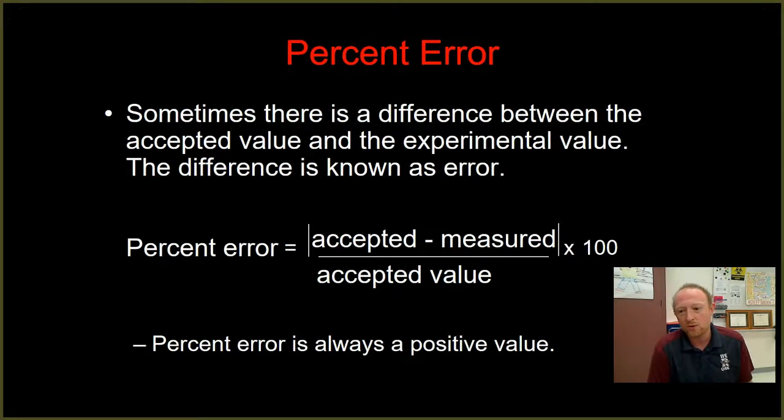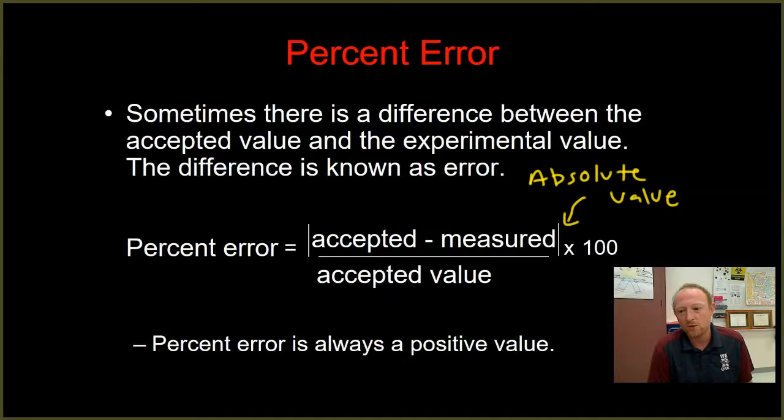It says that the accepted value minus the measured value, this is sometimes known as the error, they are inside of absolute value bars. So that means that any number inside of that will be a positive value. You'll then divide by the accepted value times 100, of course.